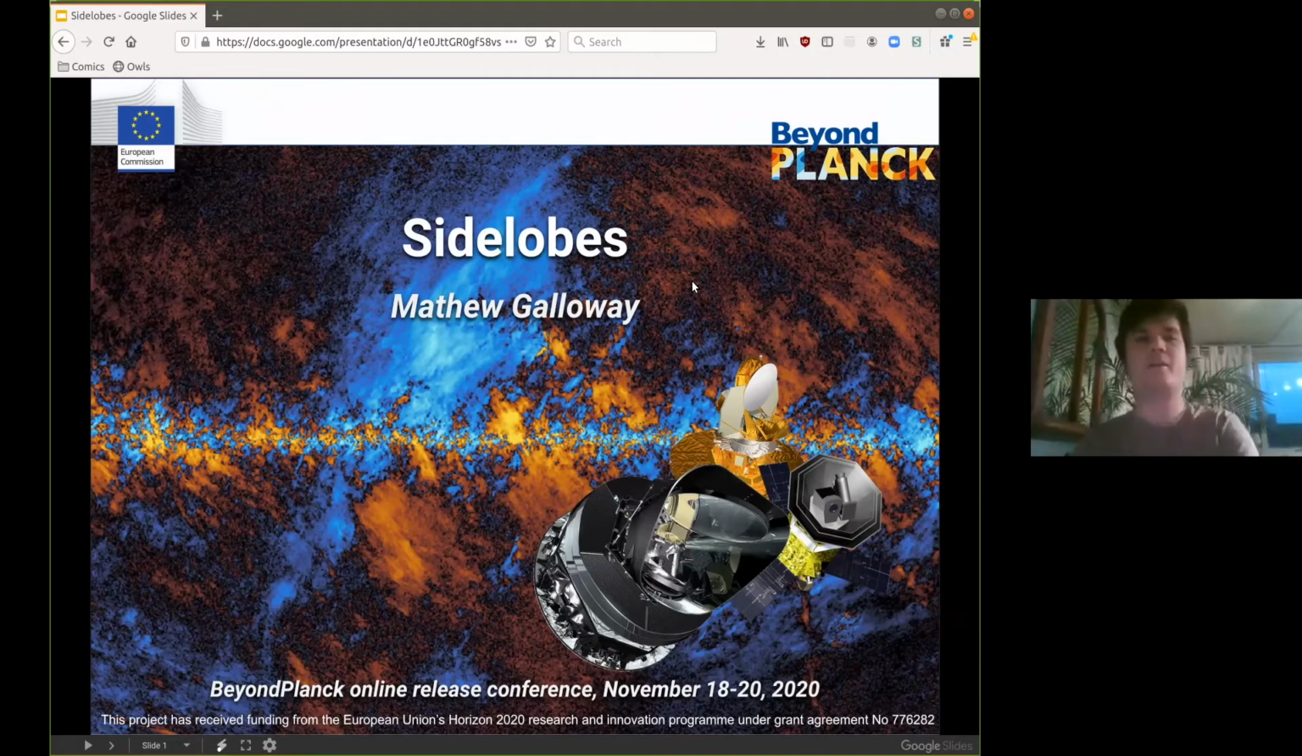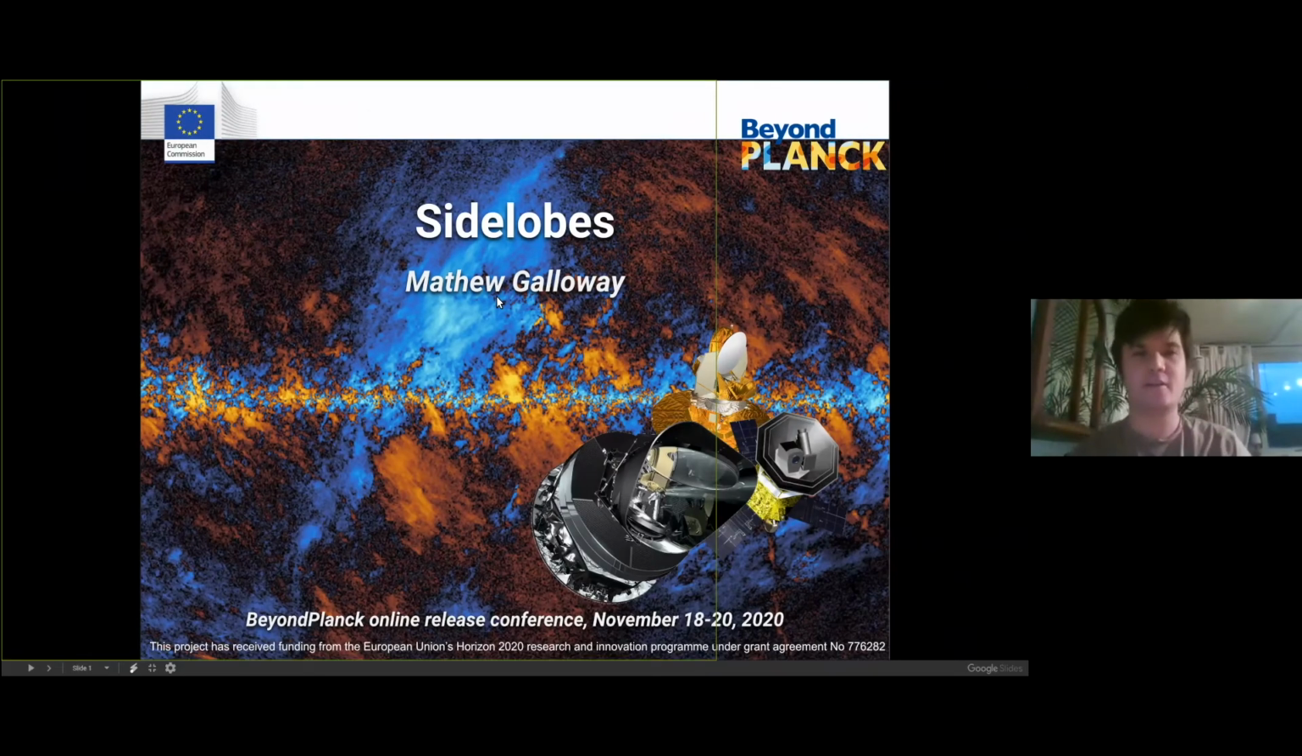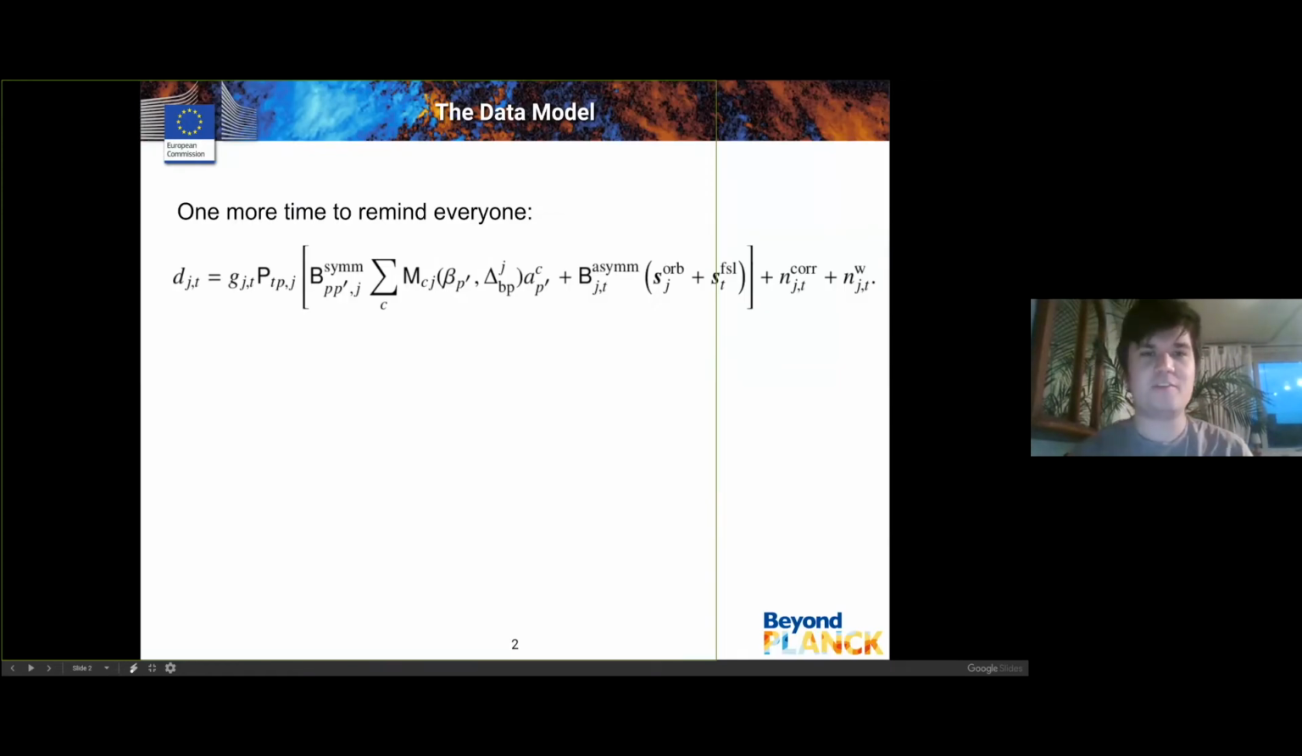So, yep, I'm Matthew. I'm a postdoc at Oslo, and I'm going to be talking to you about the treatment of the sidelobes that we did for LFI in the BeyondPlanck pipeline. You have probably seen this data model about 50 times by this point, but just to remind everyone, this is the full LFI data model that we implemented in BeyondPlanck. And basically, we're going to be focusing on the far sidelobe term that's highlighted here.